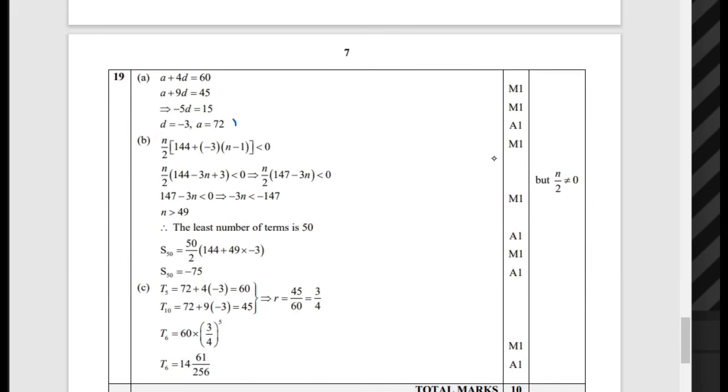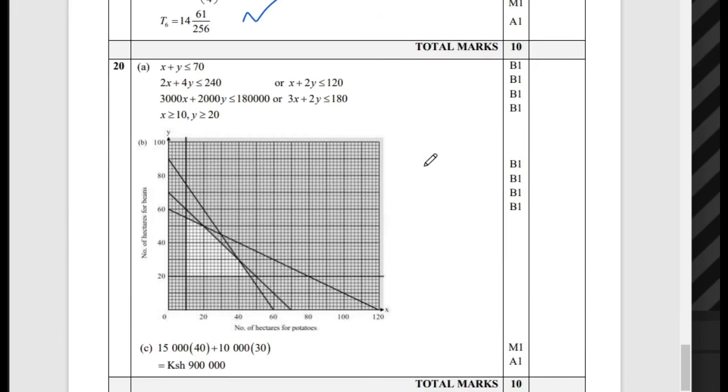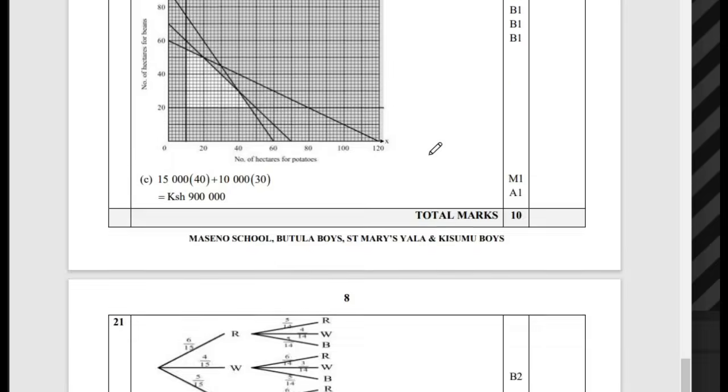So you can see D and A is there. Then the sum is given there. Then you can see this one as it has been handled. So also try to do the same.